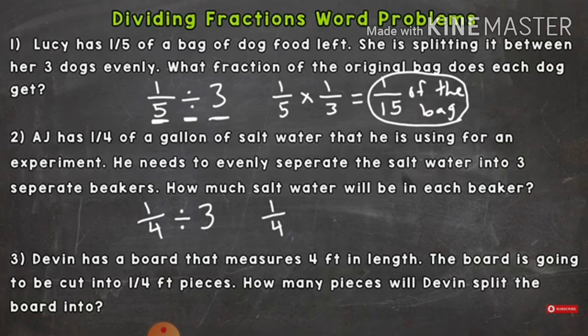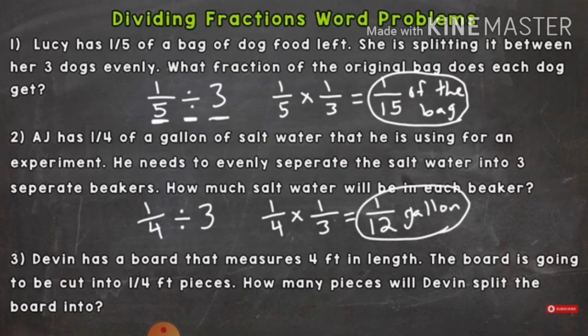Keep, switch, and flip. Now we can go straight across. 1 times 1 is 1. 4 times 3 is 12. So each beaker is going to get 1/12 of a gallon.